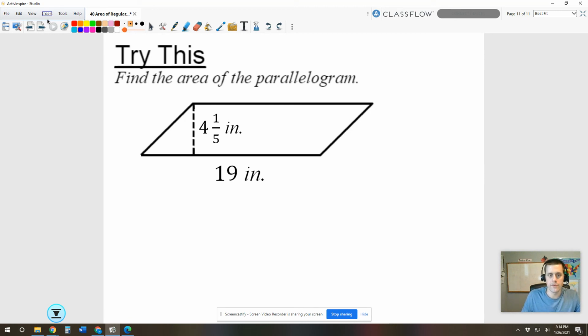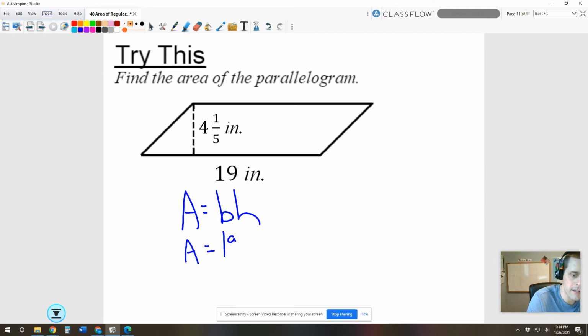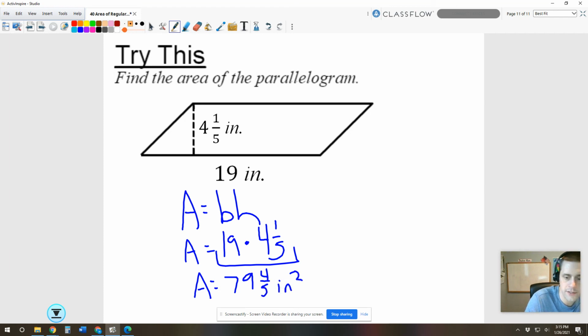All right, guys, let's go ahead and go over this. Starting with our formula, area equals base times height. Base of my parallelogram is 19. Times the height is 4 1/5. Multiplying those together should give us an area of 79 4/5 square inches. If you went decimal form, that would be 79.8 square inches. Either one of those would be fine.